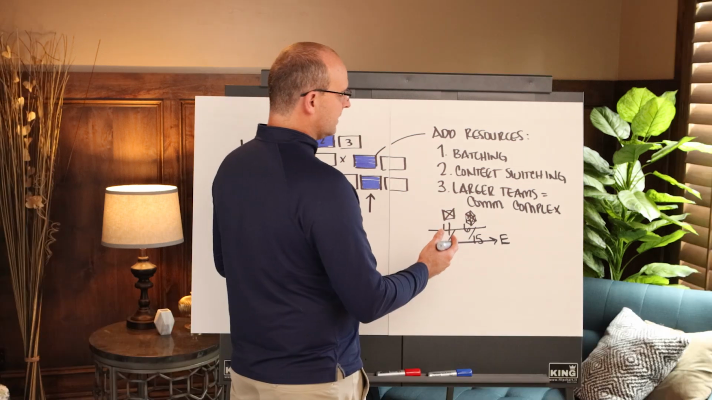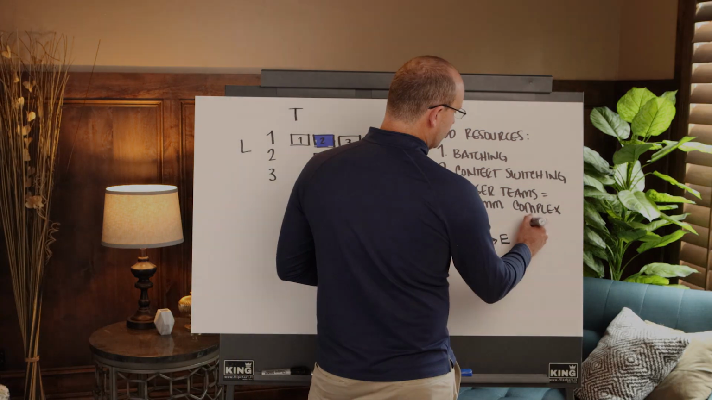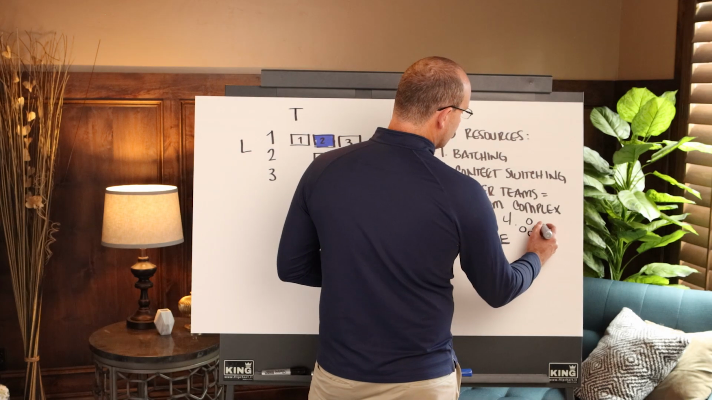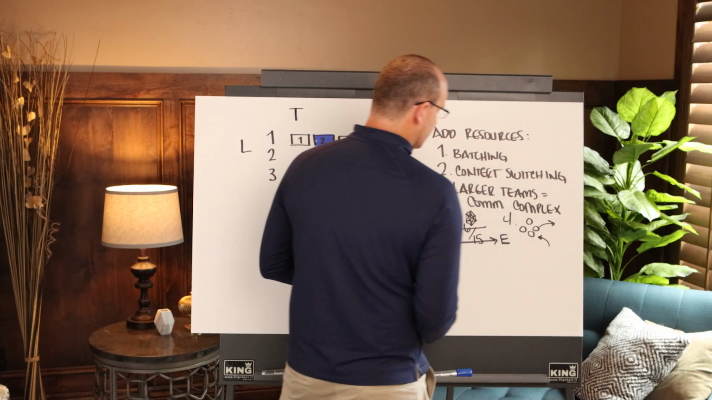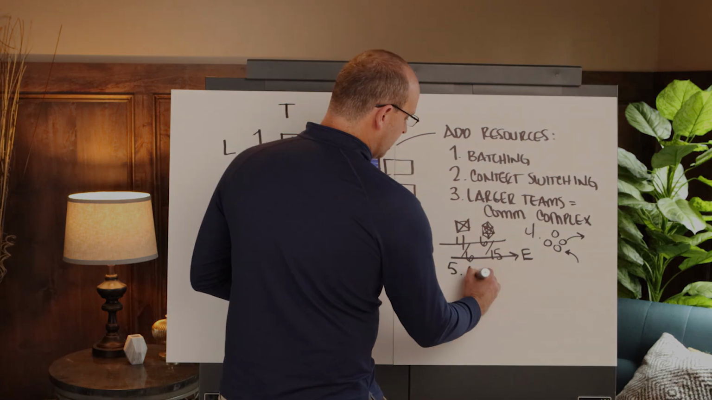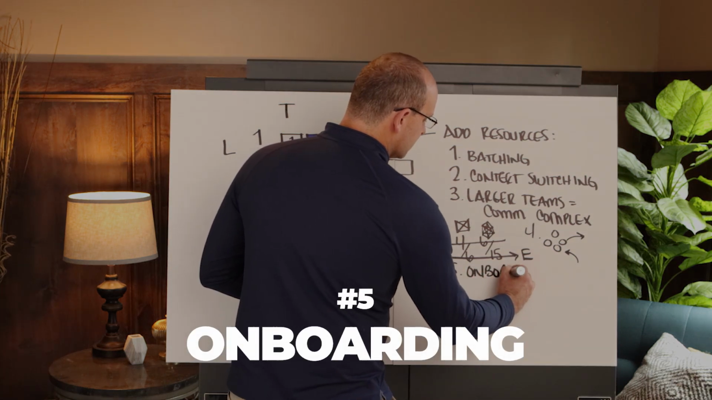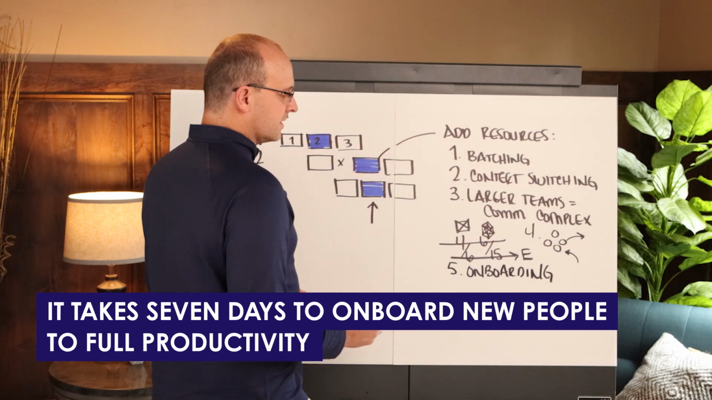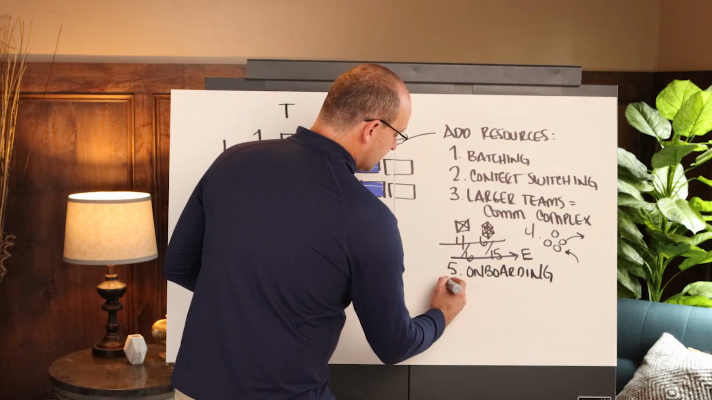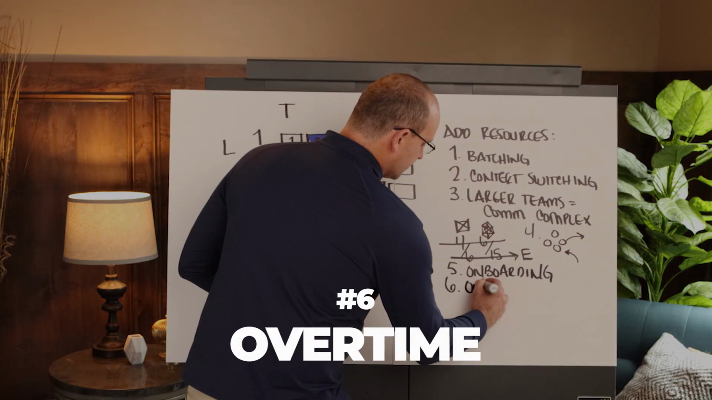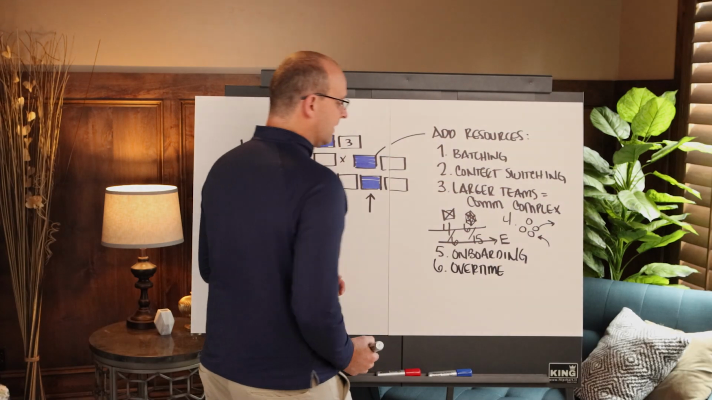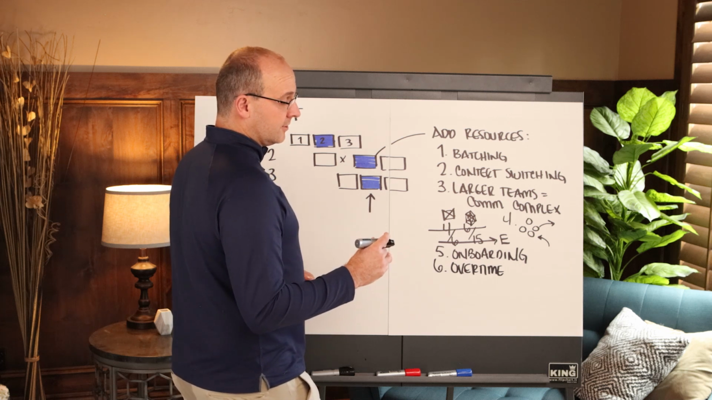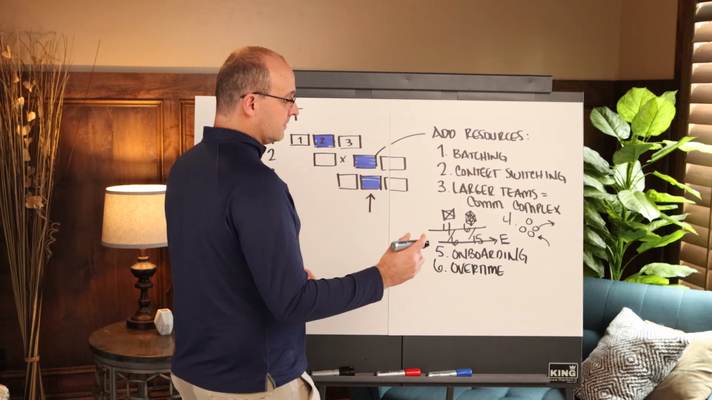The other thing is you change the crew composition. So that's number 4. If you had a foreman and workers, now you're changing these out and bringing new people in. You have number 5, which is called onboarding. The problem with this is that it takes 7 days to onboard new people to full productivity. Until you have total onboarding, you start to work overtime. Overtime is a problem because after week 6, you start to fatigue the crew earlier on, but you fatigue them to a point where they lose productivity.